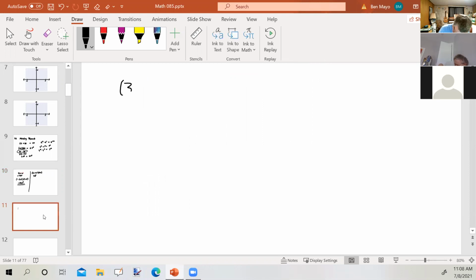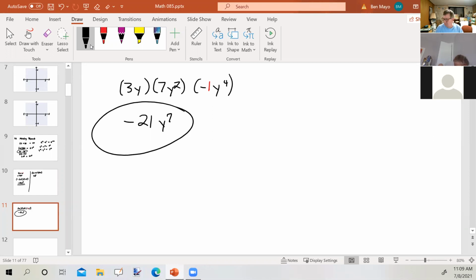Now, here we have 3y times 7y squared times negative y to the 4th. Multiplying the coefficients, don't forget there's an implied 1 with that negative. So we've got 3 times 7 times negative 1 would be negative 21. Y to the 1 times y to the 2 is y to the 3rd power, times y to the 4th is y to the 7th power. Okay, let's see here.